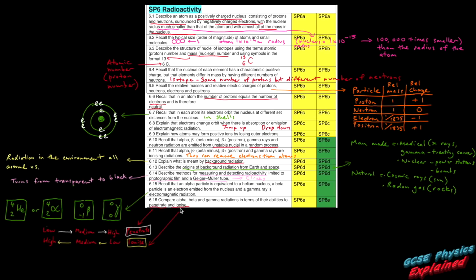The ionization power, well, gamma is the lowest ionizer, beta is the medium ionizer, and alpha is the high ionizer. So high ionization power, in other words, alpha can knock off electrons from an atom easily. Beta struggles a little bit because it's so small. And gamma, well, gamma doesn't have any mass, so that's going to be very difficult just to knock it off. It's got no charge either.